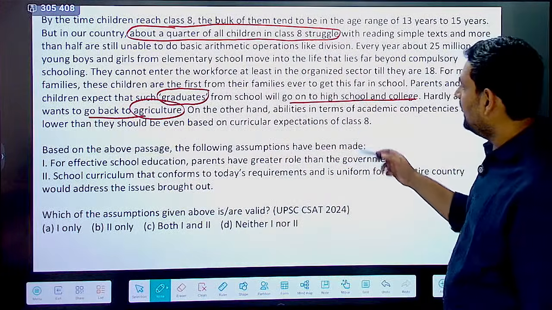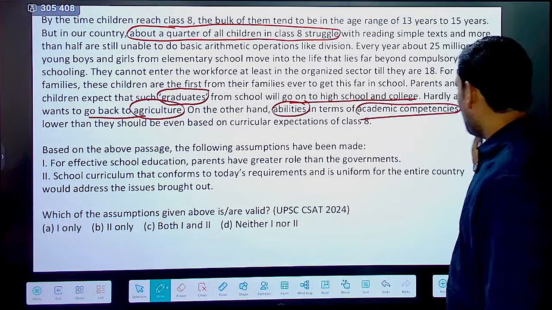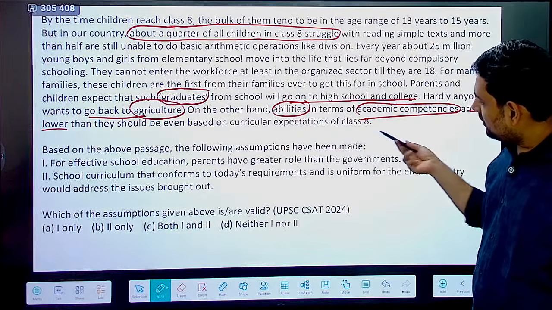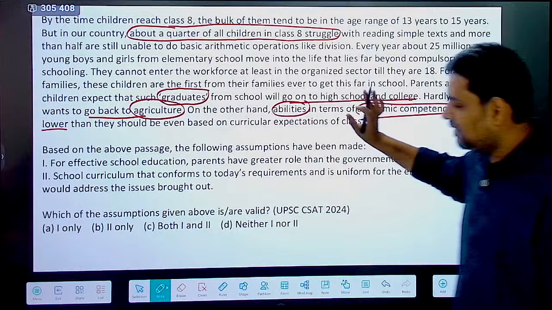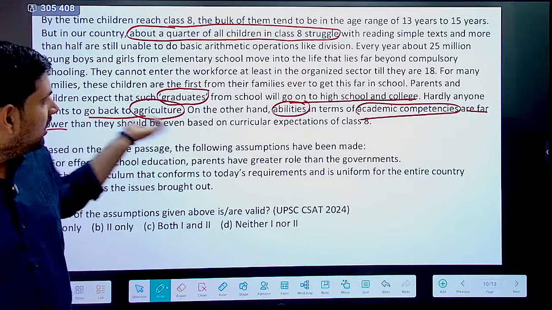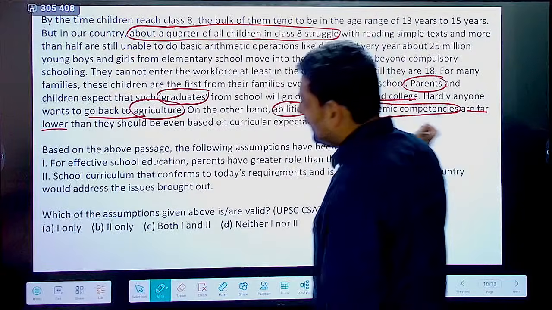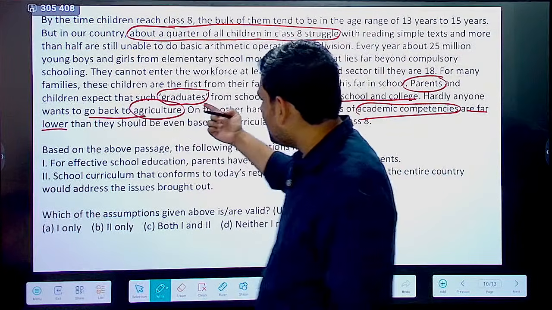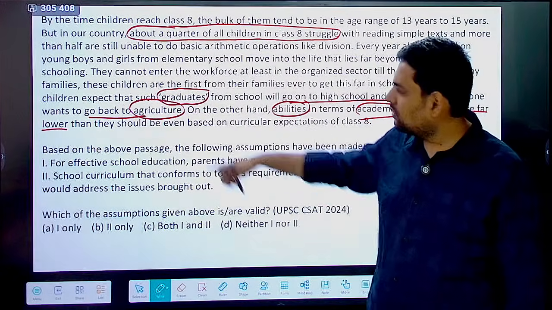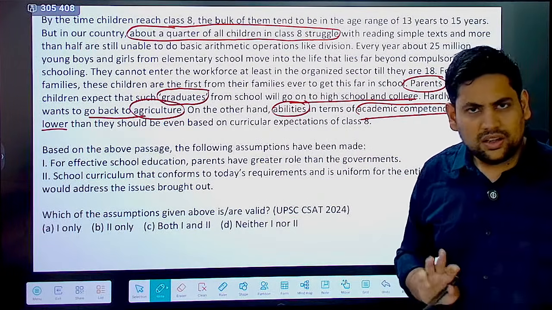On the other hand, abilities in terms of academic competencies are far lower than they should be based on the curricular expectations of class 8th. This much is enough, that about a quarter of all children in class 8 struggle in the basic things. Then their parents are very hopeful. So the parents and children are expecting that once they have graduated, they will go to high school and colleges and will never want to go back to agriculture, but their abilities and academic competencies are very limited. This is the whole RC.